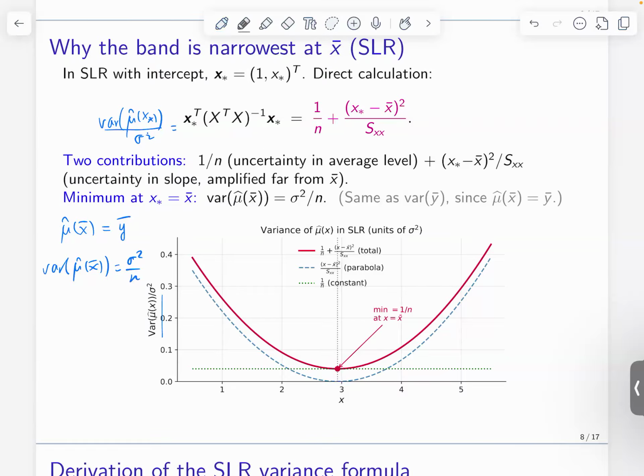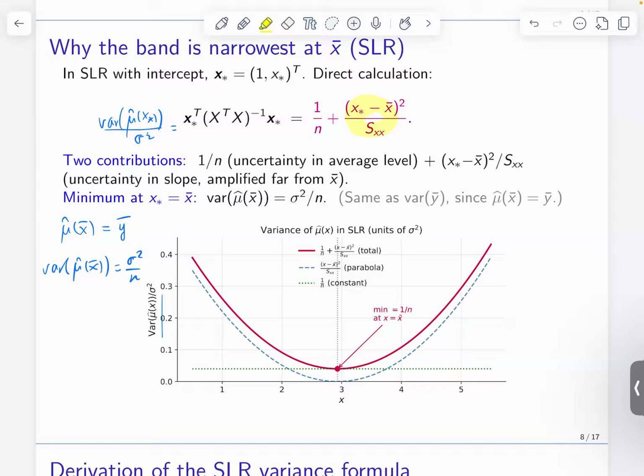So the variance of mu hat at the middle would be just the variance of y bar, which is the average of a bunch of IID variables with variance sigma squared. So we get that. But then as you go away, you get this extra term, which tells you your estimate is more uncertain because your observations are sparser out there rather than at the center.